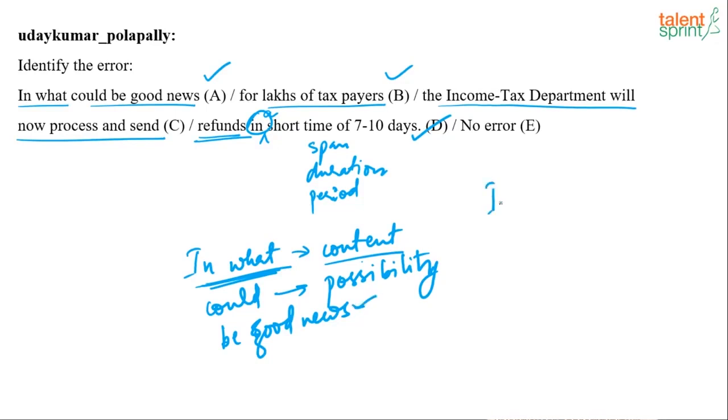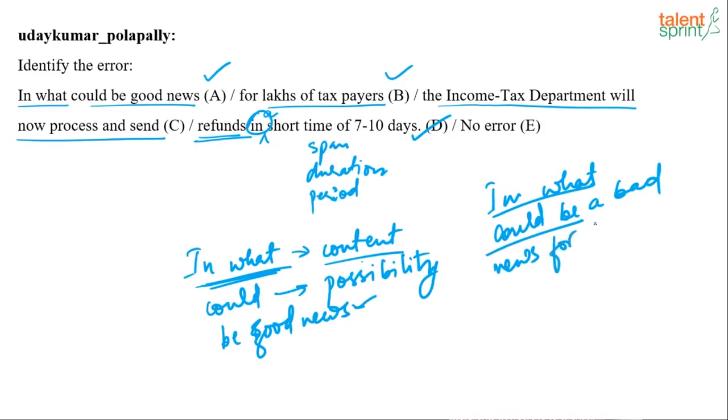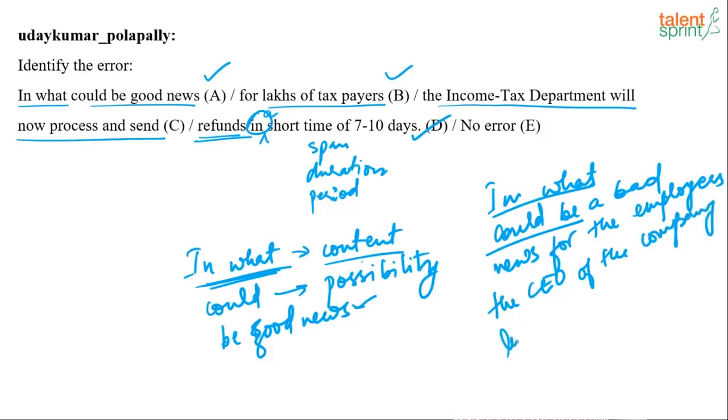It is "in what could be". So this is a phrase which means in this content, the possibility of something being. Okay, so we can also use "in what could be a bad news for the employees, the CEO of the company has decided to sack few employees, or to let go of few employees."